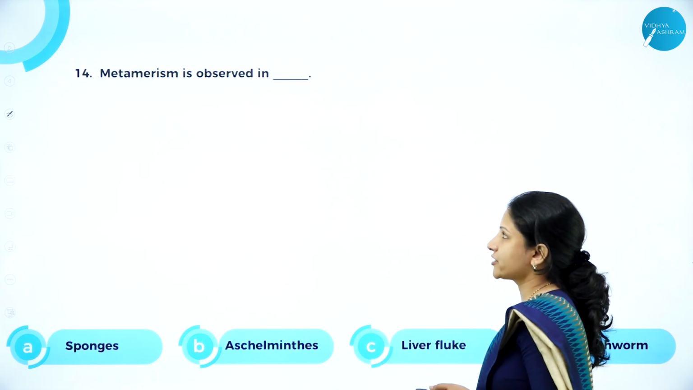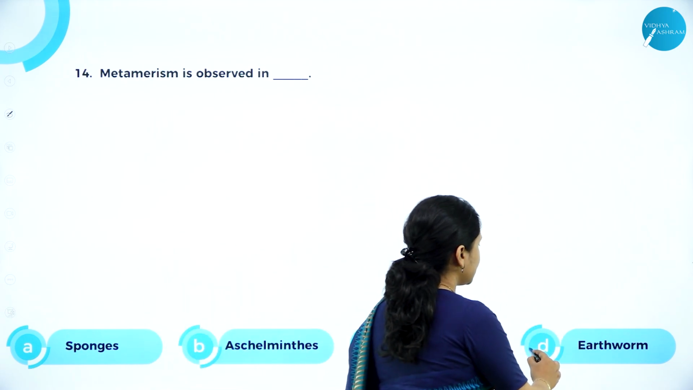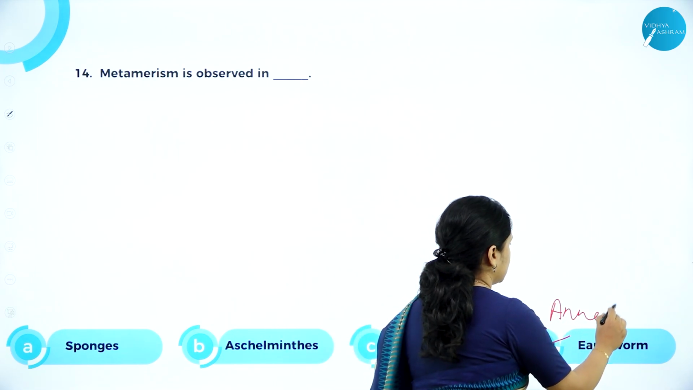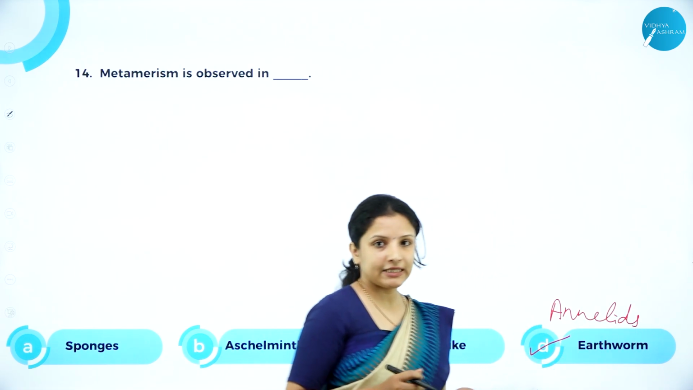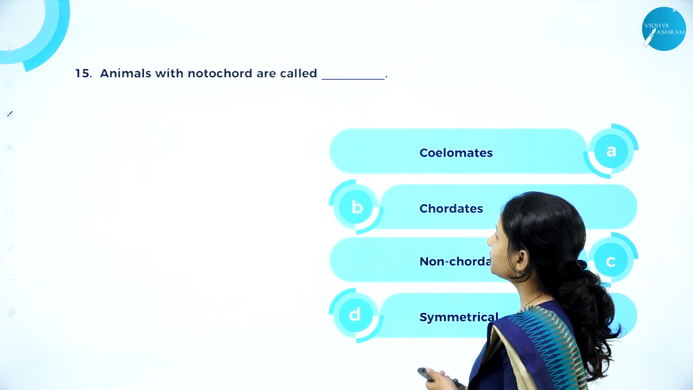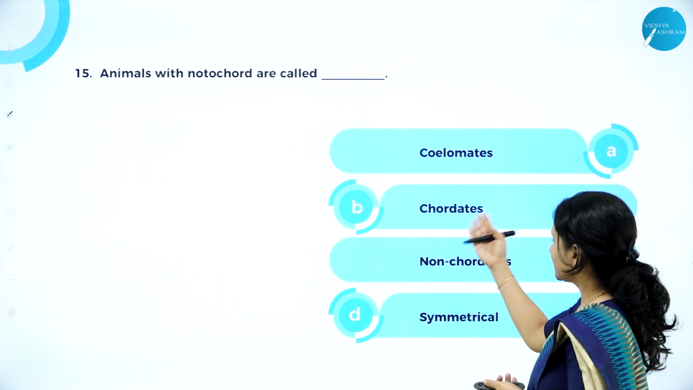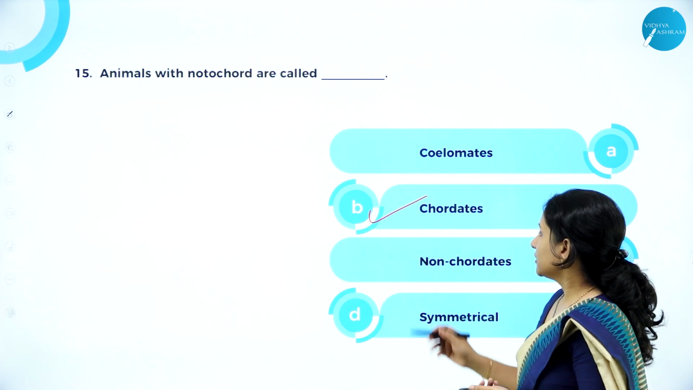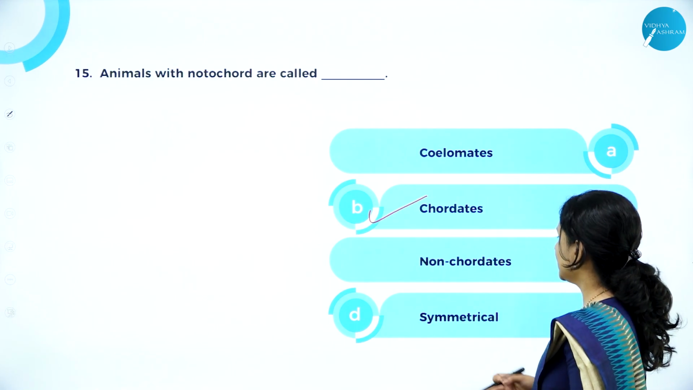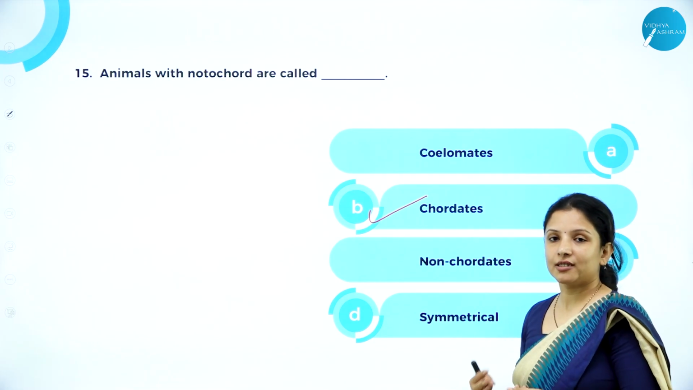Metamerism is observed in dash. Metamerism means segments, and as I told you, metamerism is seen only in earthworms, that is, in annelids. Earthworm, leech, Nereis, all show metamerism. Next, animals with notochord are called? Is it coelomate? No. Animals with a body cavity are called coelomates. Is it chordate? Yes, chordate is the right answer. Is it non-chordate? No, because animals without notochord are called non-chordates. Is it symmetrical? No. Symmetrical has something to do with the body division.